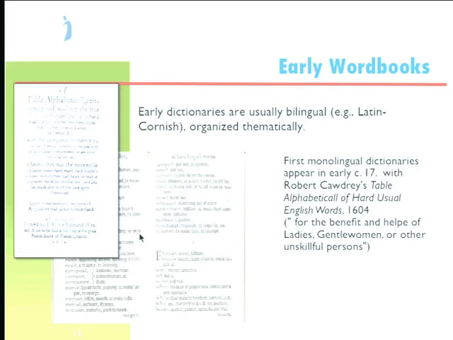The first word books, the first dictionaries, are, and MacArthur discusses this, usually bilingual. They're either Latin-English, or sometimes they'll be English-Cornish. They'll be between two vernaculars, French-English, and so on.